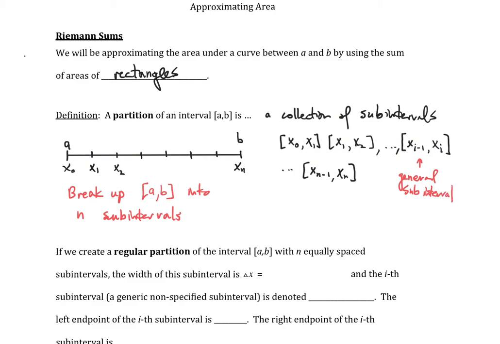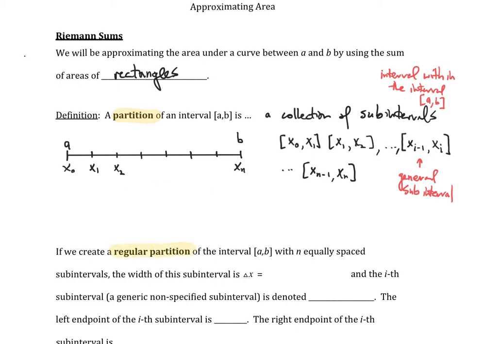Okay, so I hope it's clear what I mean by a subinterval. A subinterval is an interval within your interval. So maybe I should label that as well. This is an interval within the interval AB. Okay, so that's what a partition is. I'm going to highlight that. And now let's look at a special case of a partition. Let's look at something we call a regular partition.